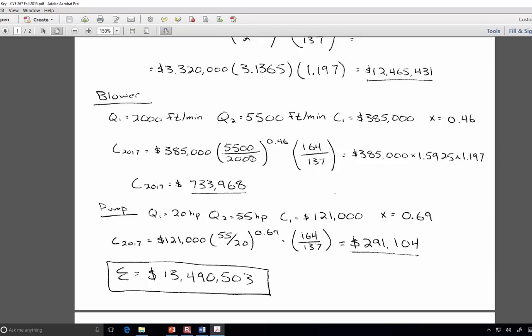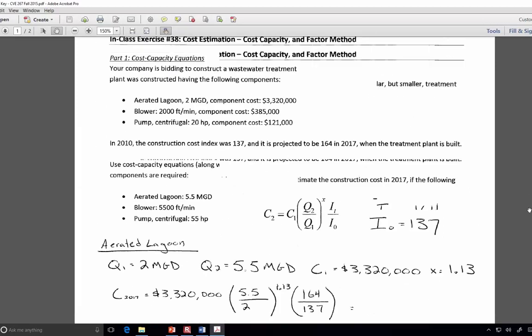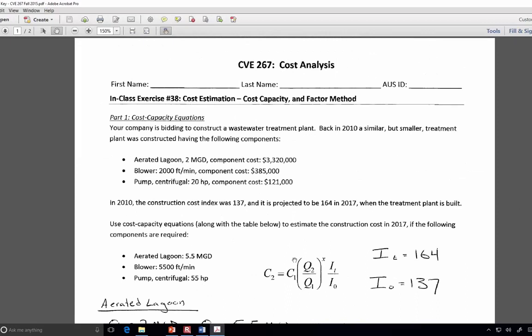Any questions about cost capacity equations? They're very frequently combined with the cost indexes, because when you do a cost capacity equation, by definition, you're getting cost data for something that's already been completed, and you're planning for a project that's in the future. So it's inevitable that there's going to be a difference in cost just because of the change in time.